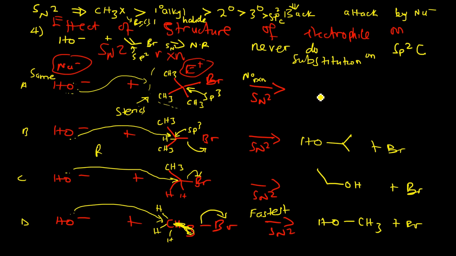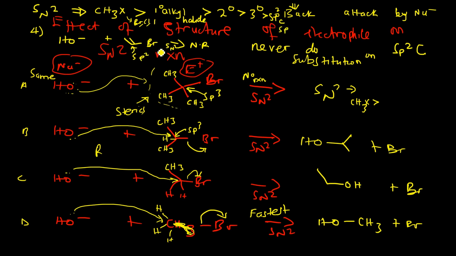Okay, so rate of SN2 again. Yes? Why don't sp2 carbons react? Because they have a higher s character. That's the simplest explanation I can give. In sp3, the s character is 25%. In sp2, it is 33.333%. In fact, I should add here sp2 and sp.